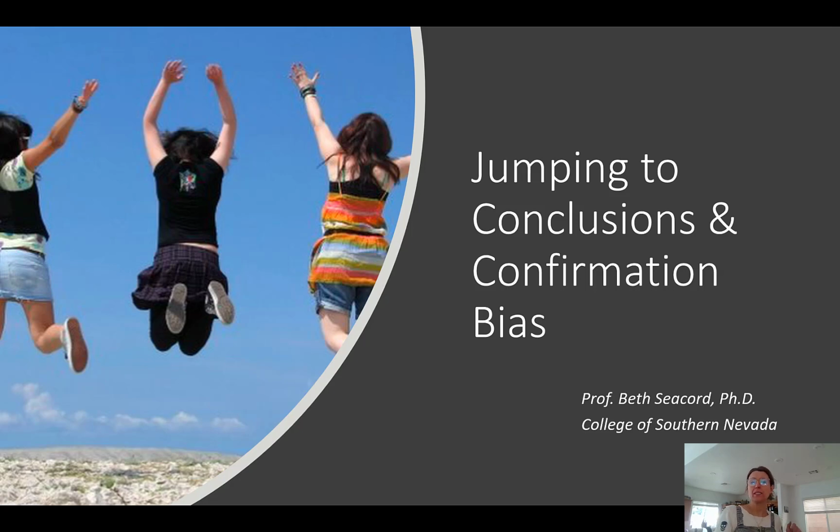Hello everyone. This lecture is based on chapter 7 of Kahneman's Thinking Fast and Slow. It's a chapter entitled Jumping to Conclusions. But I'd like to focus on one of the biggest and most important ways we jump to conclusions, which is called confirmation bias.